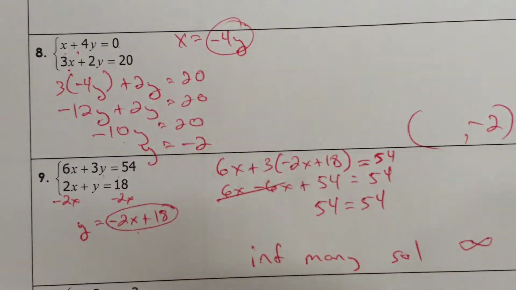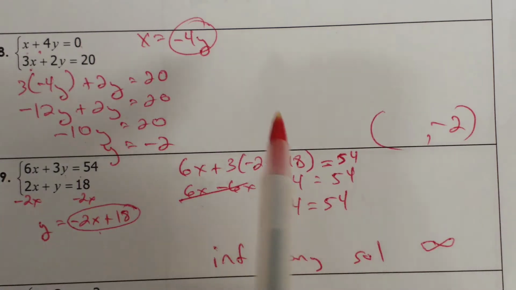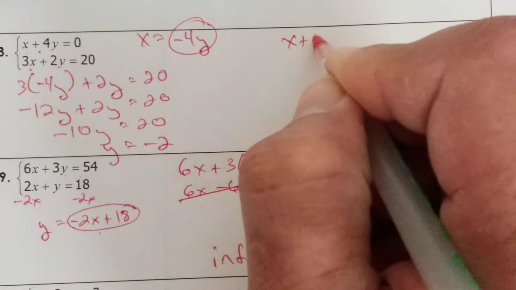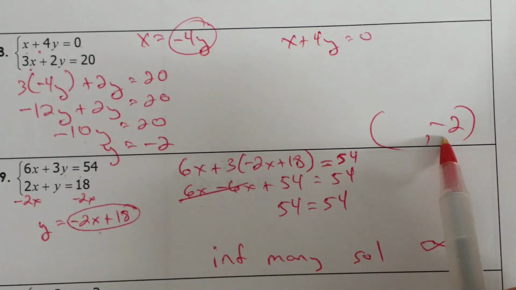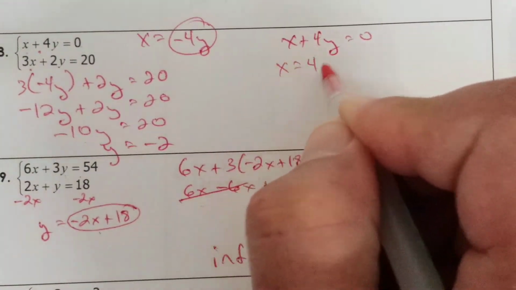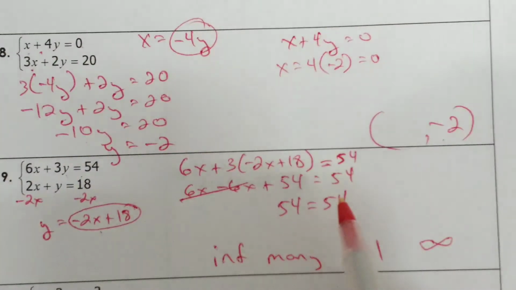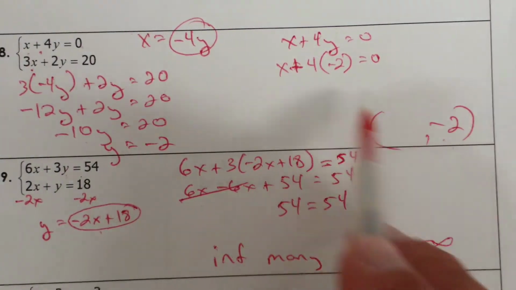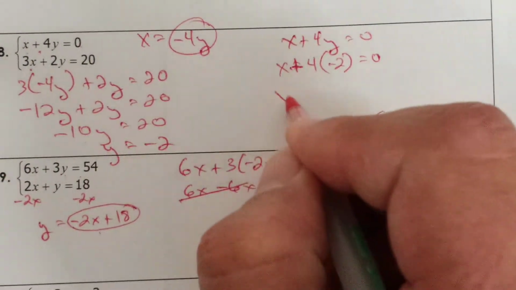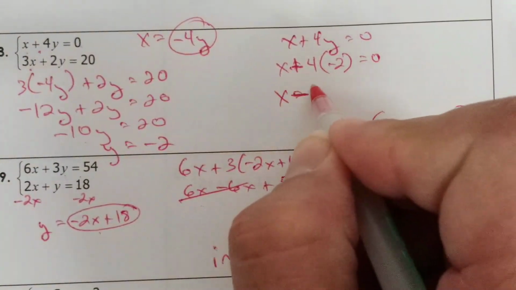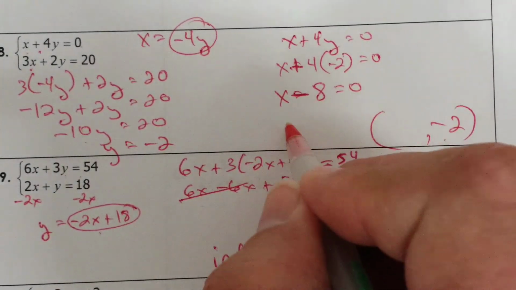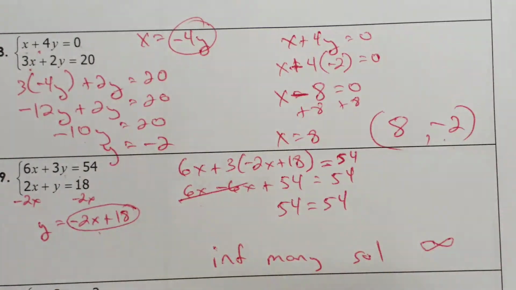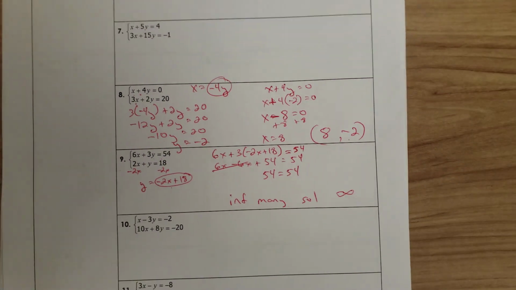So you found the y number. So now you need to find the x number. Well, go back to either one of these. I'm going to go back to the first equation, x plus 4y equals 0, and I'm going to plug this in for y. Whoops, x plus 4 times the y number. I'm using this first equation. 4 times negative 2 is negative 8 equals 0. And then when you add 8 to both sides, you get x equals 8. And there's your solution. Okay?